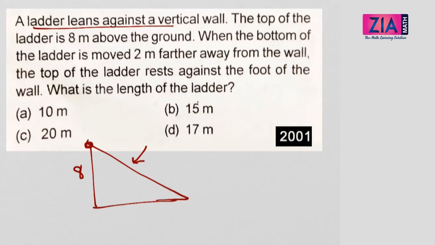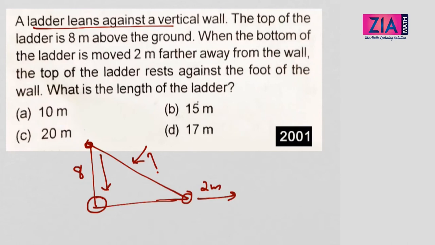Now when the bottom of the ladder is moved 2 meters further, so this is the bottom of the ladder. If this is moved 2 meters further, what happens? The ladder will fall down and will rest on the bottom of the wall, right? So the top of the ladder rests against the foot of the wall. What they're asking is, what is the length of the ladder? So I hope you understood the story, and this is going to be a very easy question.